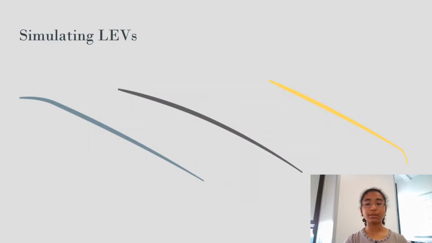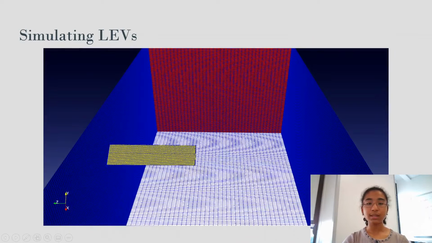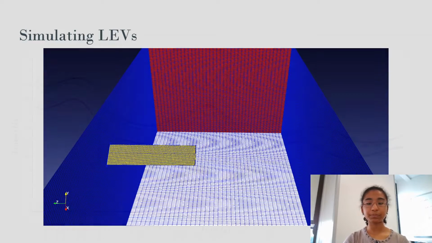My research was conducted computationally, and I sought to find the best wing shapes to allow the LEV to be attached for the longest. This is an example of what my simulation space looked like. The wing is attached at one end, similarly to how it is attached on aircrafts, and air is free to flow around all other sides of the wing.